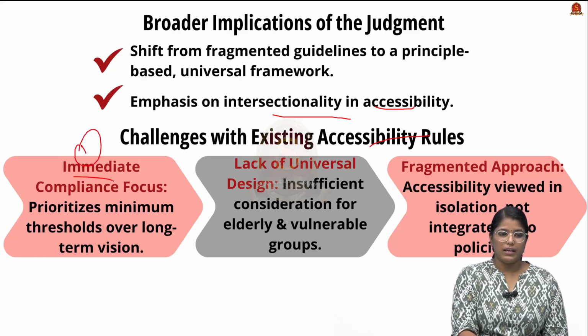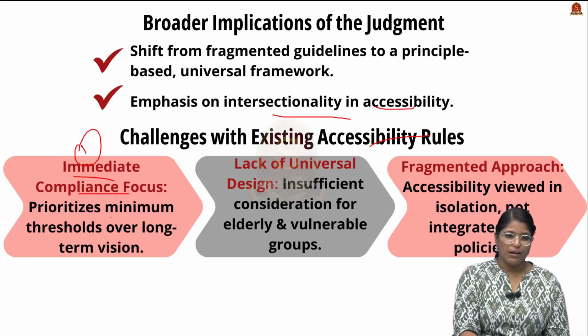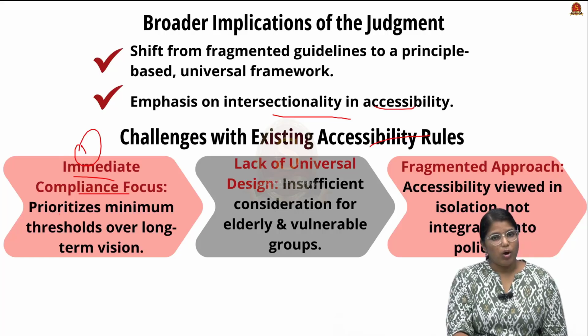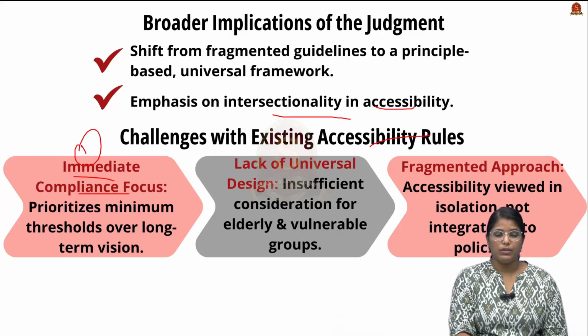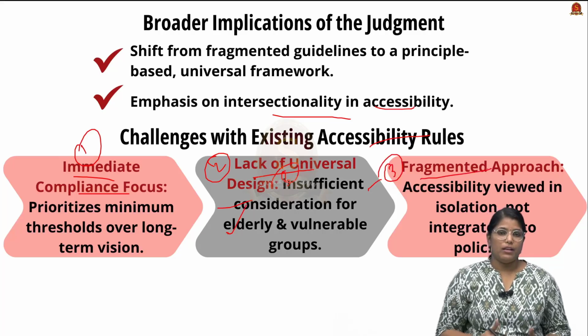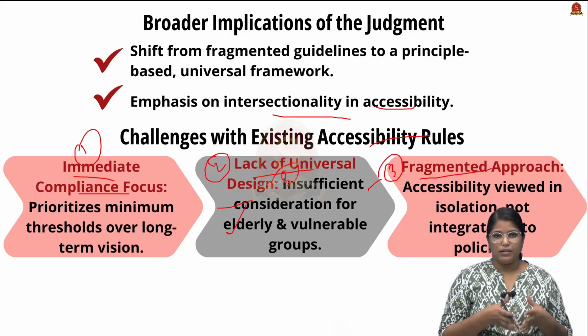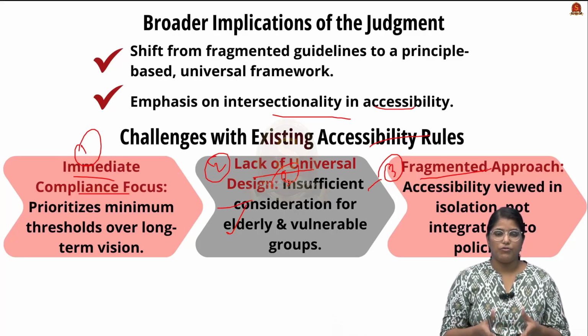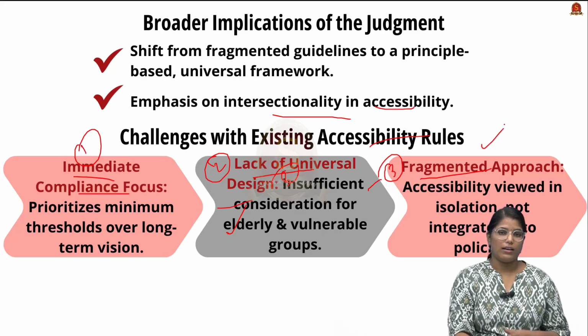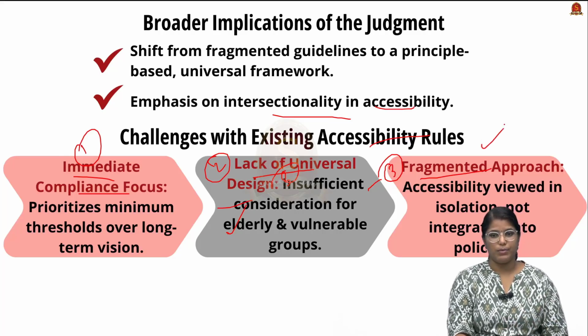So, the first one is the immediate compliance focus. See, the policymakers prioritize minimum threshold over long-term vision, which is a very harmful thing when it comes to accessibility issue. Now, the second important challenge is the lack of universal designs. There is inadequate or insufficient consideration for even the elderly and vulnerable groups. Here, by the term fragmented approach, it means that the policy are not taking consideration of the accessibility issue in the first place. So, these are the three challenges that are remaining with the existing accessibility rules.